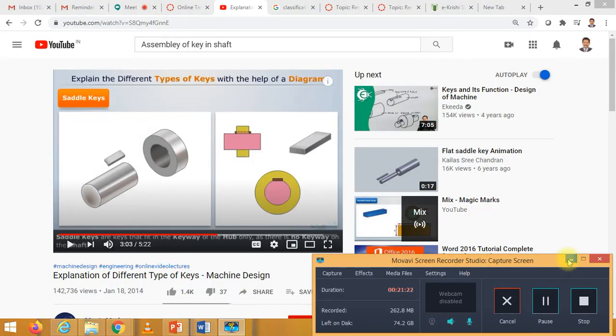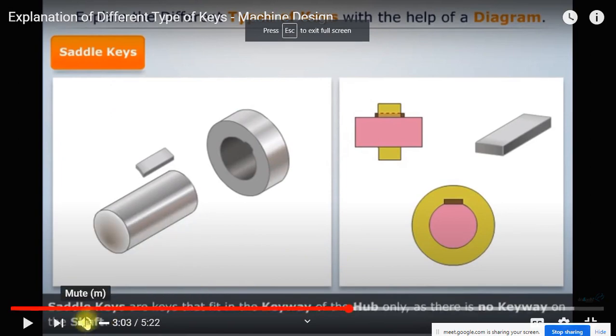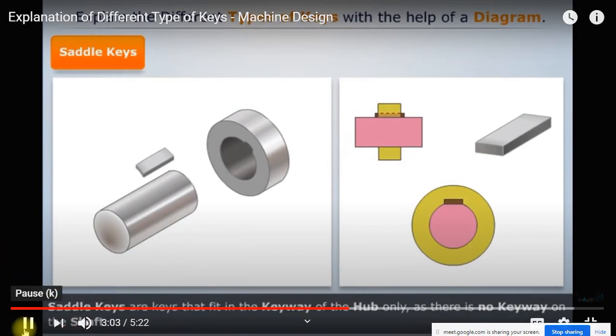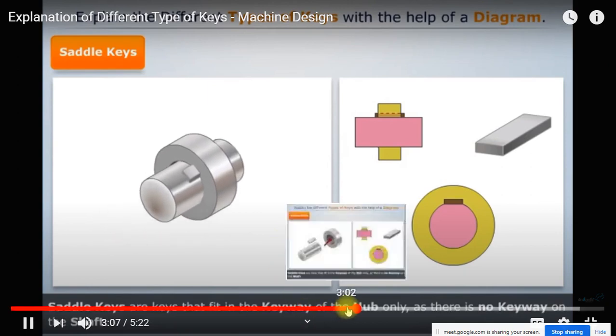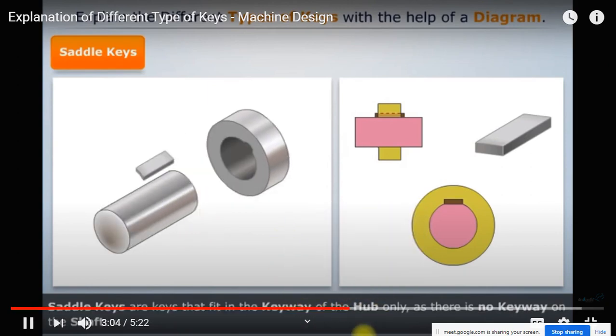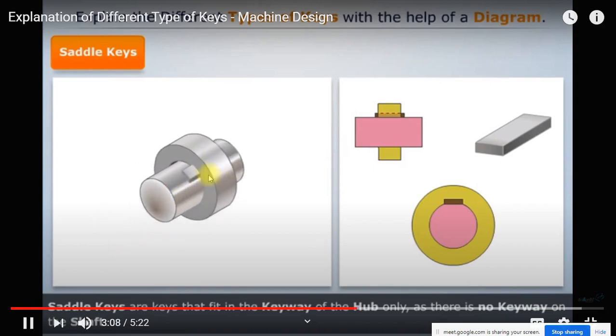So the difference between the sunk key and the saddle key, you can see here again. It is very clearly shown. On the shaft there is no keyway. You can see here, it is having only the keyway in the hub. Power transmission in the saddle key takes place only due to frictional forces.